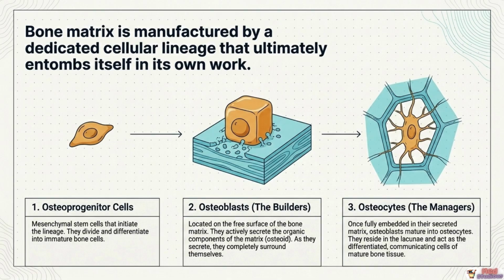The third and final stage is the osteocyte, formed when an osteoblast is fully surrounded by its own secreted and mineralized matrix. Once embedded, the cell downregulates its synthetic activity and transitions into a long-term maintenance and mechanosensory role. This is the cell that entombs itself in its own work and then spends potentially decades as the living intelligence network within the bone.